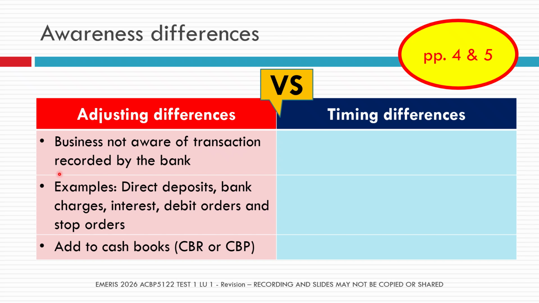So here is the definition of an adjusting difference. That is a difference where the business is not yet aware of a transaction that has already been processed by the bank on the bank statement. What would be an example of these kinds of differences? It would be things like direct deposits, bank charges, either interest received or paid to the bank, debit orders, and stop orders. The action that we need to take for adjusting differences is we need to go and update either the cash book receipts or the cash book payments.